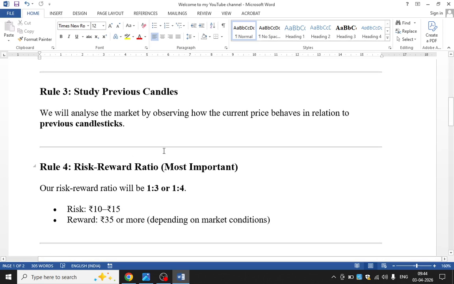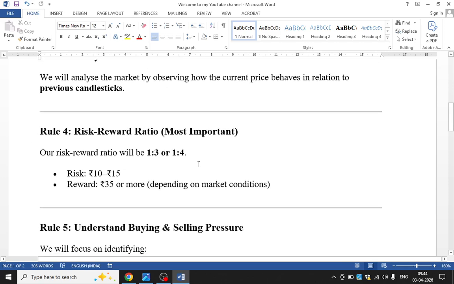Okay, then this is the most important rule, that is risk and reward ratio. My risk and reward ratio will be 1:3 or 1:4. So I am going to risk 10 rupees, or not even 15 rupees. If my 10 rupees risk is hit, I will be out of the trade and I am not going to trade a second time, if there is a signal bar, then and only.